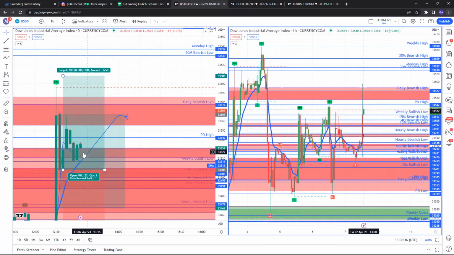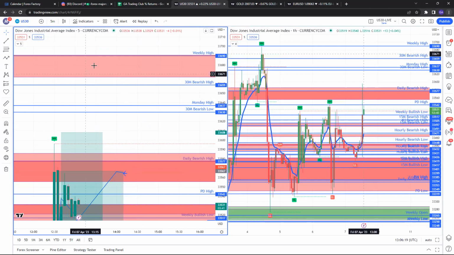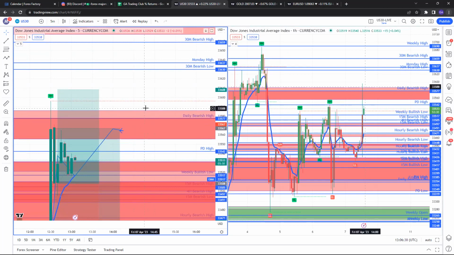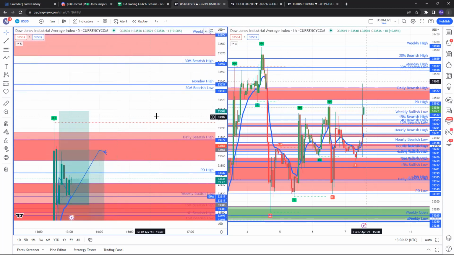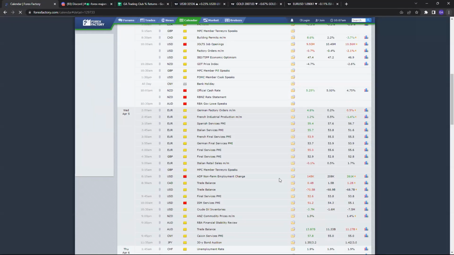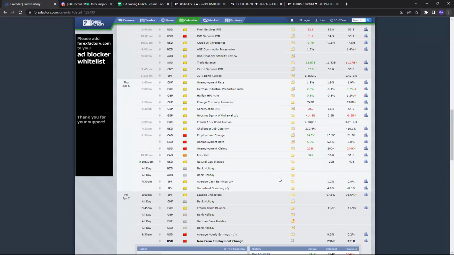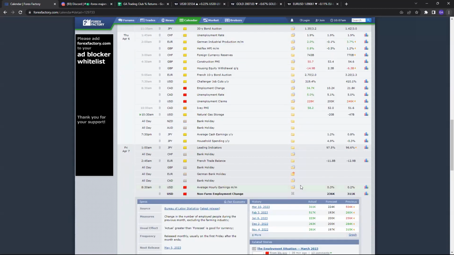So what I would want to see is this continuation to the upside, and then we get a 5-minute sell signal around this zone, around 33,659, 660. And at that point, I would be looking to sell US 30 and possibly even hold it longer for a move back to the downside. So let's see what the news release had. So NFP on Friday, non-farm employment.